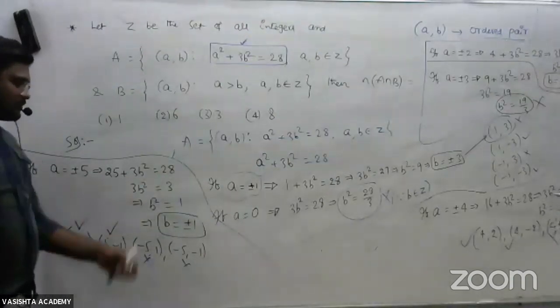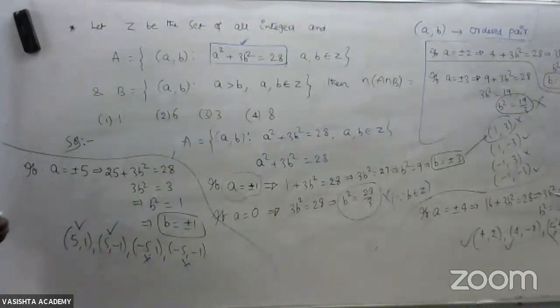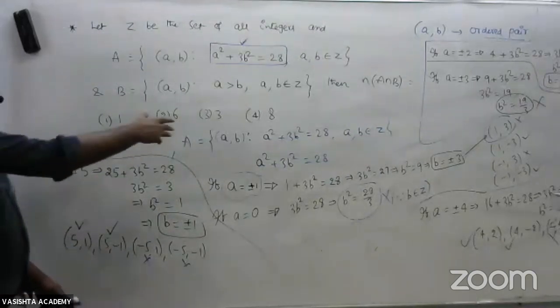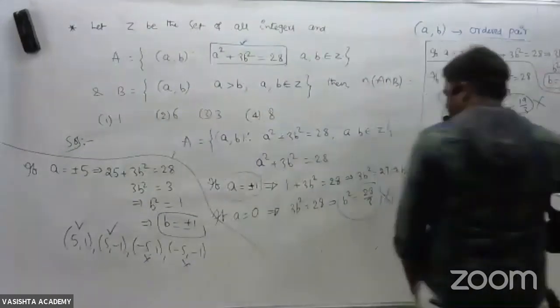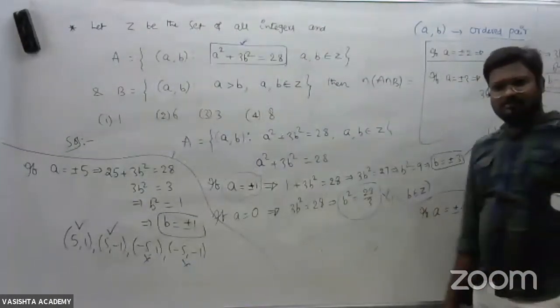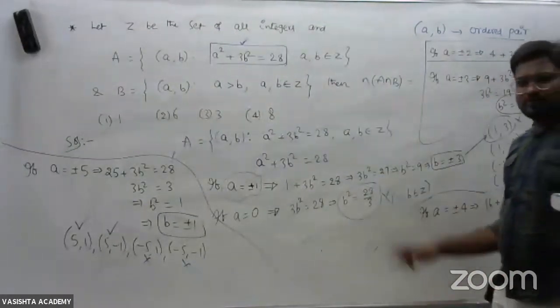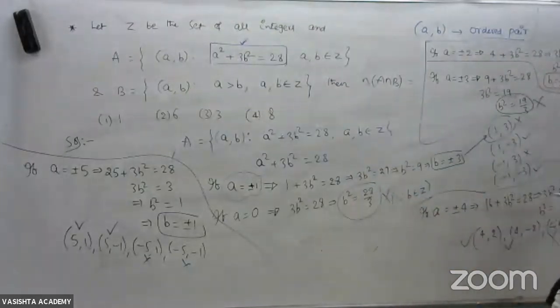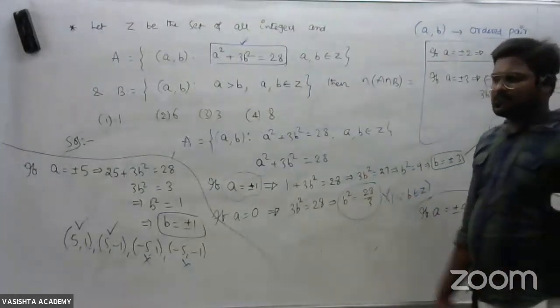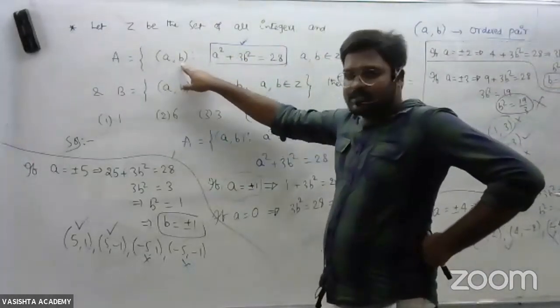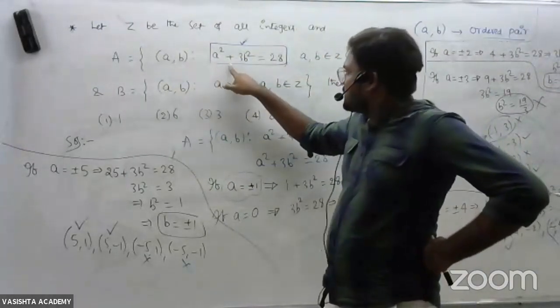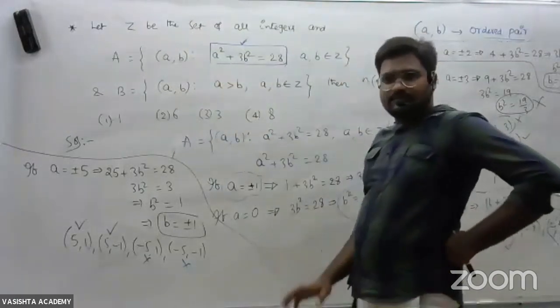Now, what about a equal plus or minus 6? There is no space. First copy this. I will conclude. Since this is the first problem, I am explaining very slowly. Okay. But you can do it if you solve 2 to 3 questions. It will be easy. So again, I'll explain. He gave this question. A has ordered pairs a comma b such that a square plus 3b square equal to 28.